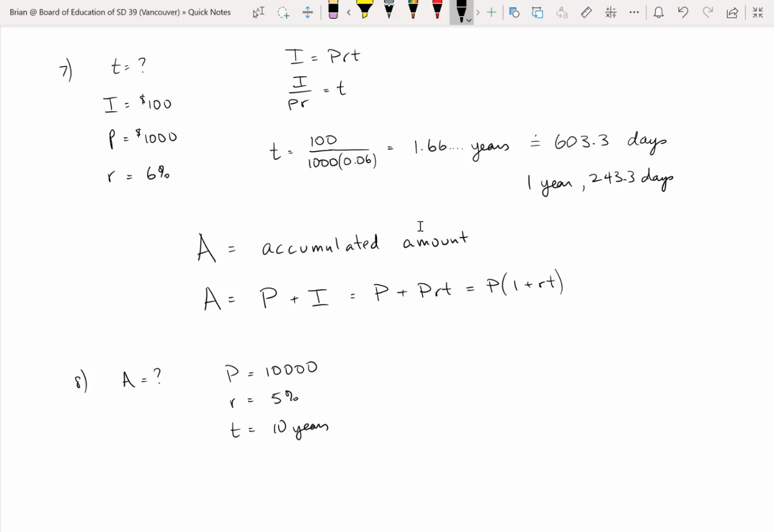And let's see if that's indeed what we get. So A is equal to P times 1 plus RT. So we have 10,000 for our principal, 1 plus 0.05, and then 10 for the time. And so that is 10,000. 0.05 times 10 is 0.5, plus 1 is 1.5. And so sure enough, we get $15,000.